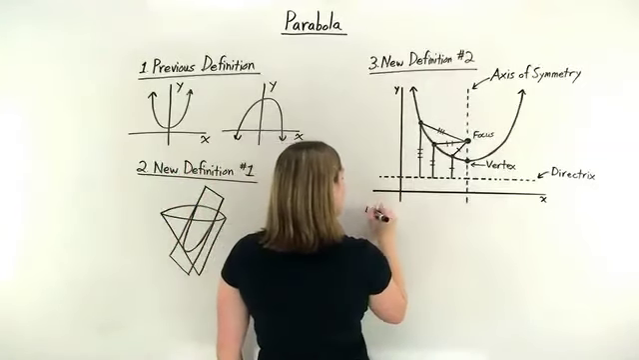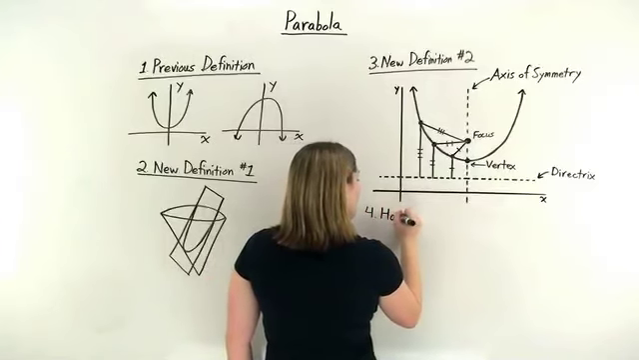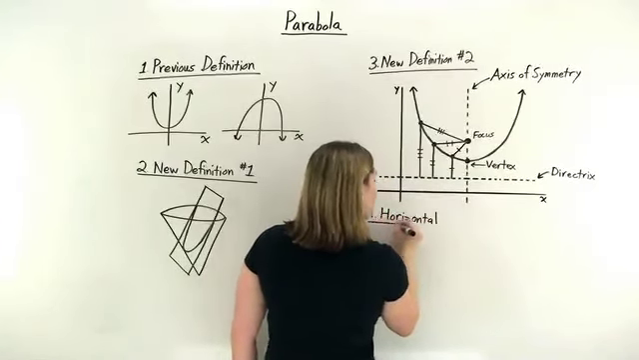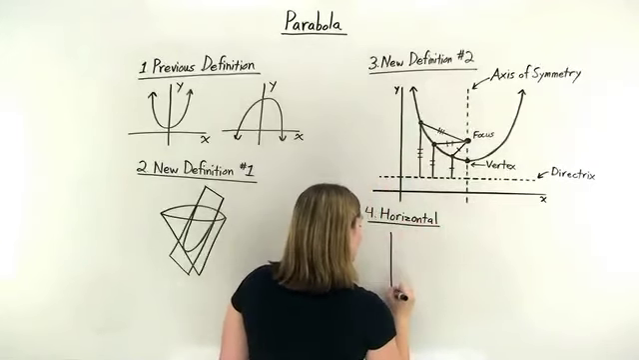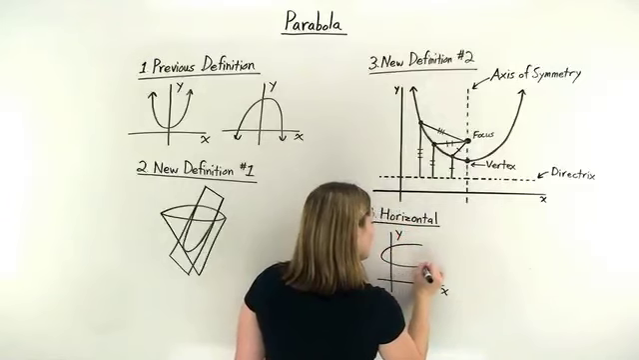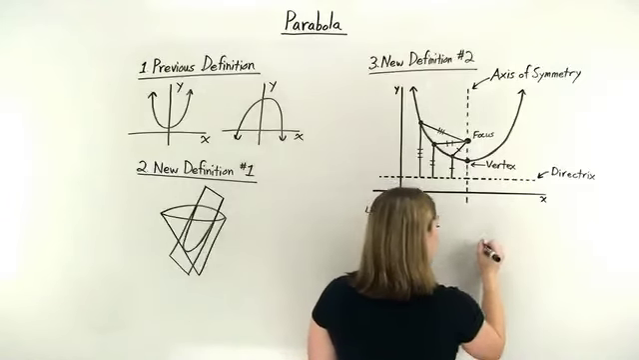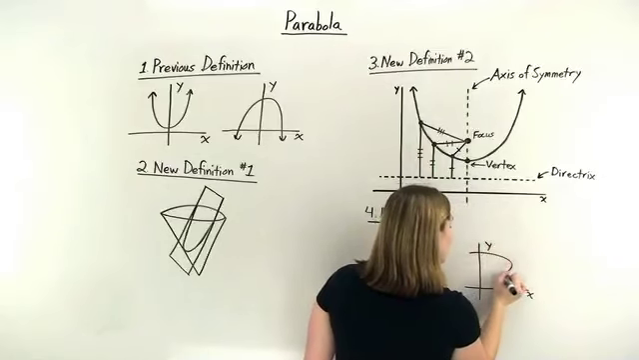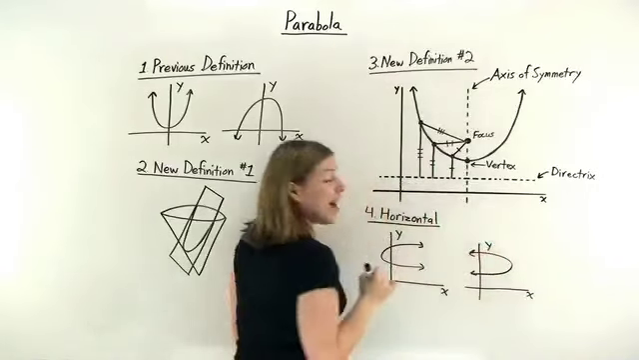Neat. With these new definitions we introduced, parabolas are no longer limited to just being vertical, opening upward or downward. We can see other types of parabolas now too. You might also see horizontal parabolas. Those open left or right. So we can have a parabola that will open like this to the right, or we can also see a horizontal parabola that opens like this to the left.